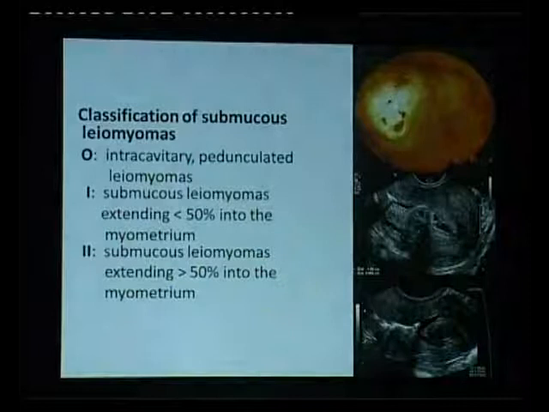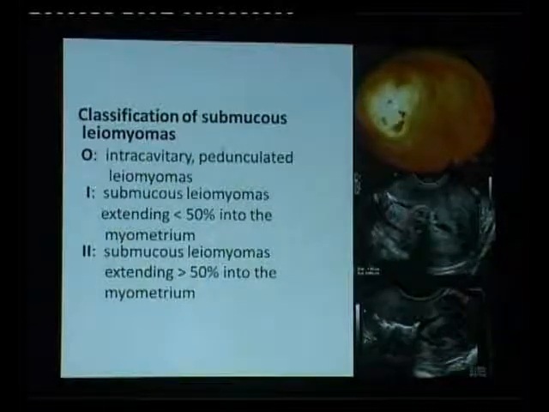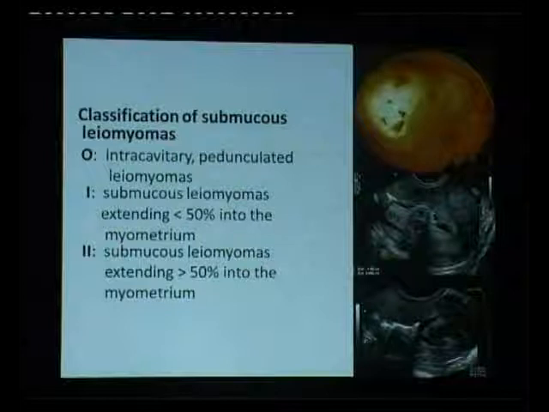Now, that's a panoramic view of a huge fibroid, and again you can see that there are 2 fibroids which are stuck together and may appear as one, but if you do a good scan and 3D, you will know it better. Now, classifying submucous leiomyomas is also very important.